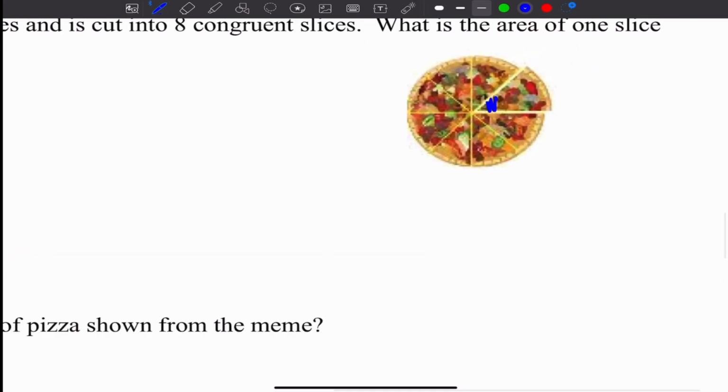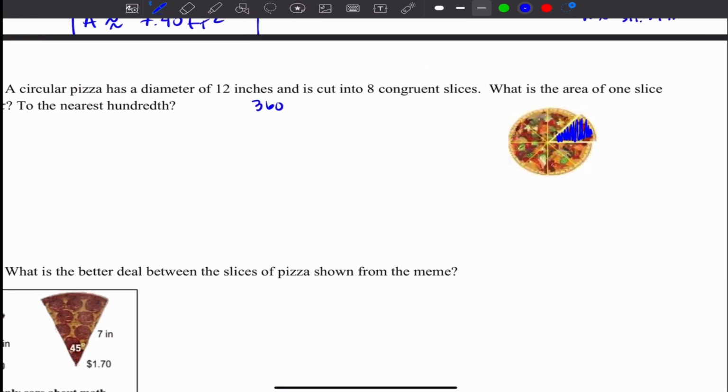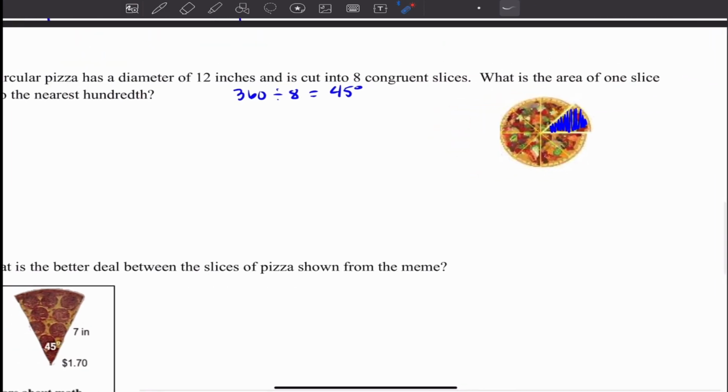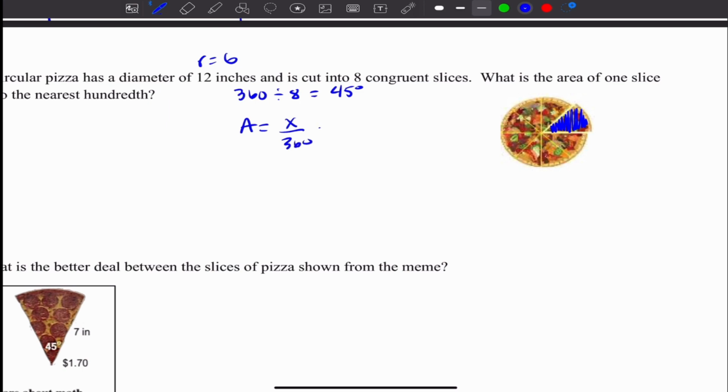So what is the central angle of this particular pizza? It's not given, but we know, again, it's a circular shape. It's cut into 8 congruent slices. So really, it's 360 divided by 8, which is 45 degrees. So this angle here is 45 degrees. And the radius is 6. So A equals x over 360 times pi r squared. The area is 45 over 360 times pi 6 quantity squared.